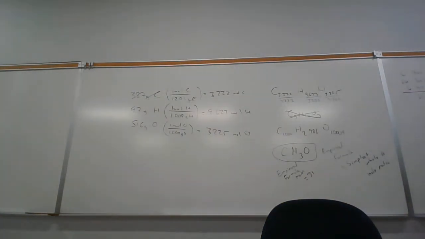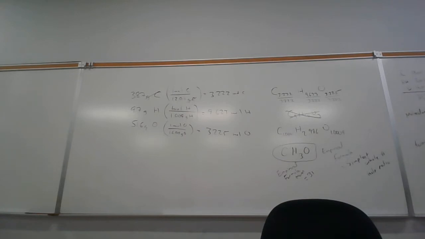But if you weigh a molecule, it weighs 62. And so the molecular formula mass is 62.0 grams per mole. So it's twice as heavy as the empirical unit, and therefore the molecular formula must be twice as big. So it's going to be C2H6O2.